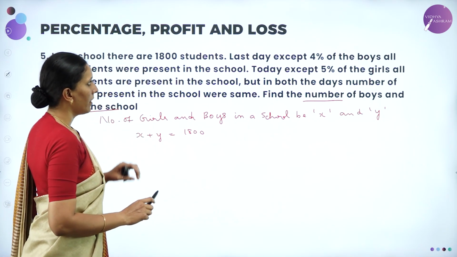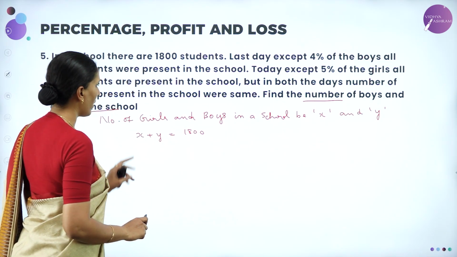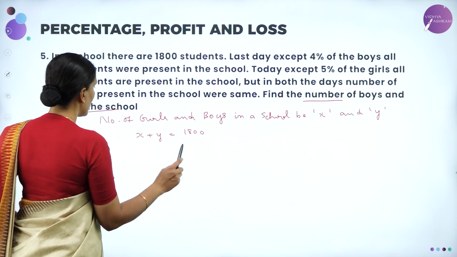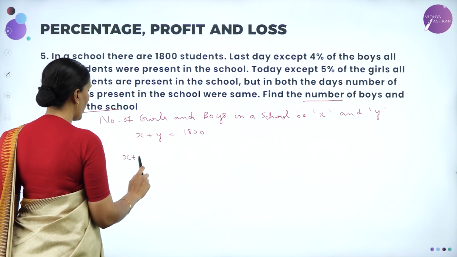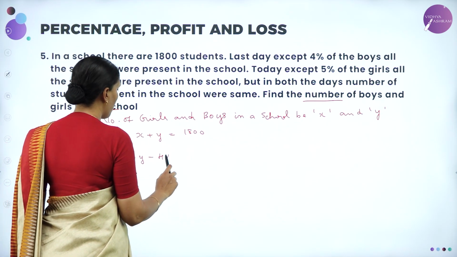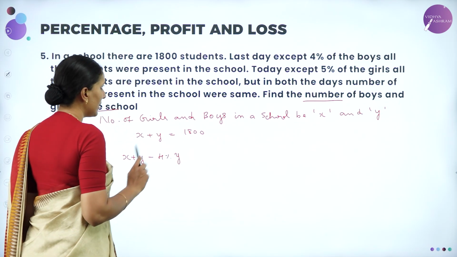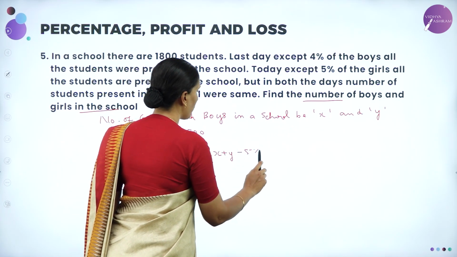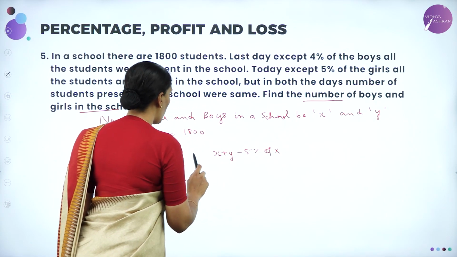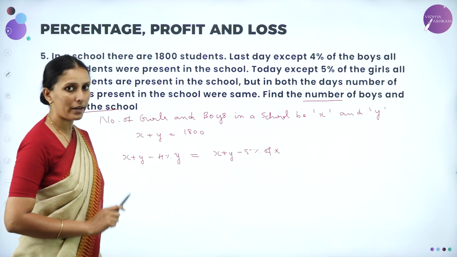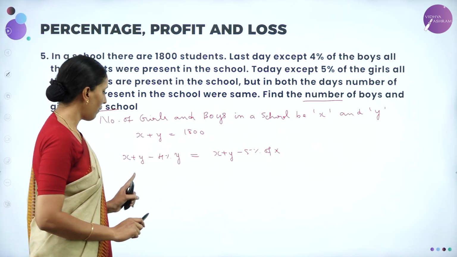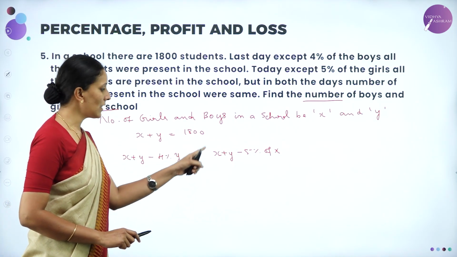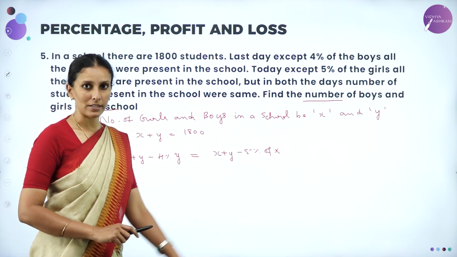So the last day, except 4% of the boys. So I have taken Y as the number of boys and X as the number of girls. So that means out of total students, 4% of boys were absent, and the next day, out of the total students, 5% of girls were absent. But total number of strength in both the days were same. So therefore, X plus Y minus 4% of Y is same as X plus Y minus 5% of X.